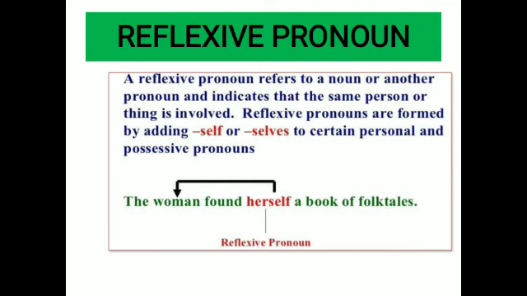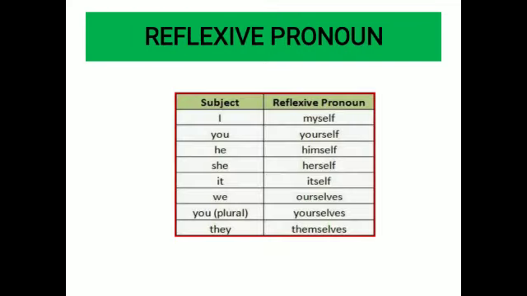For example, the woman found herself a book of folk tales. Now here, who is the doer of the action? Who found a book of folk tales? The woman. And for whom did she find? Who is the object? Herself. She found it for herself. So she herself is the receiver of the action. She herself is the object. So here this word herself is a reflexive pronoun, because here the doer of the action and the receiver of the action, the subject and the object, are the same.